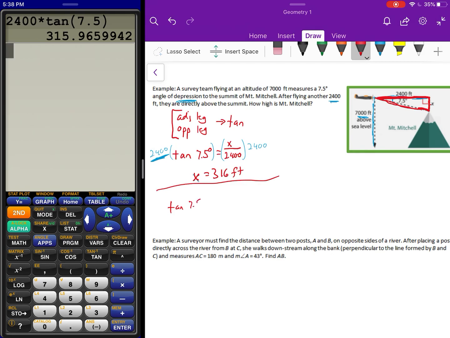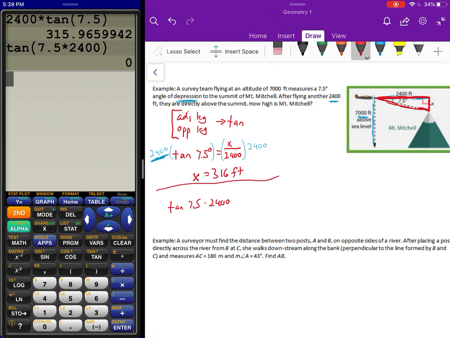Now, the mistake that's made sometimes on this is people will do tangent of 7.5 times 2,400. So I'm going to type it in the calculator here, and this is what they might type. So tangent of 7.5, and instead of closing the parentheses, they forget to close the parentheses and just type in times 2,400, and that is going to give the incorrect answer because it's multiplying 7.5 times the 2,400 first and then taking the tangent. So you get 0.